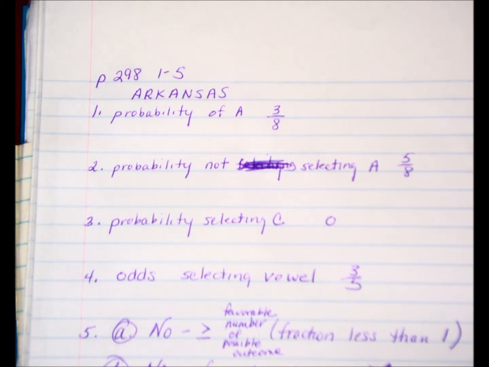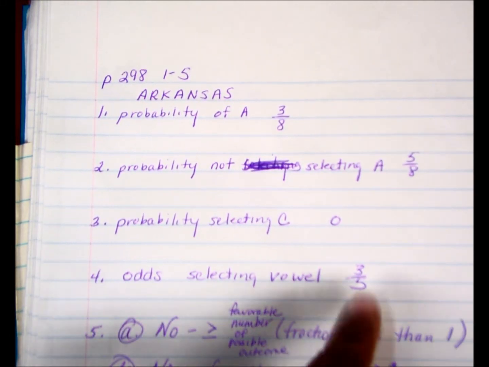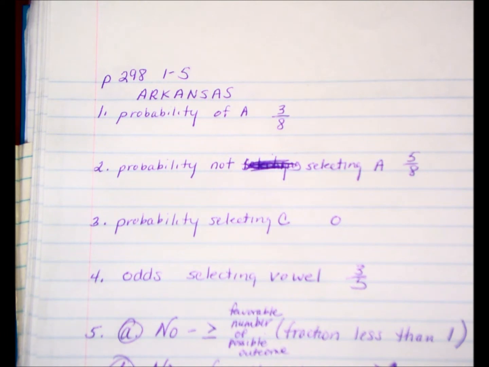Now we're looking at odds, and they said the odds of selecting a vowel, where the vowels are A, E, I, O, U, and what we found is there are 3 A's, so there'll be 3 vowels, and the total number is 8, so we'd subtract that, and we have 3 to 5, because there are 5 letters that are not vowels. Now in question 5, they ask you to do some thinking, and the answer to both of these questions is actually no, but I want to make sure that you understand why.